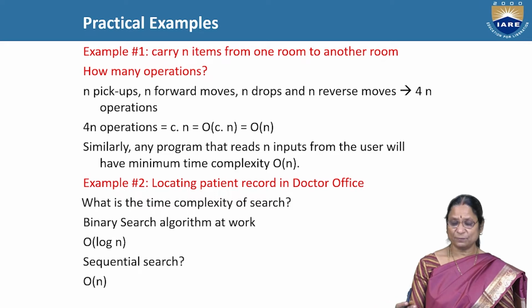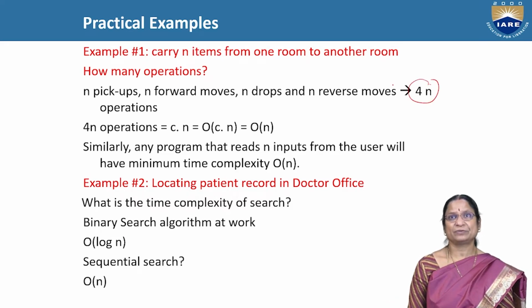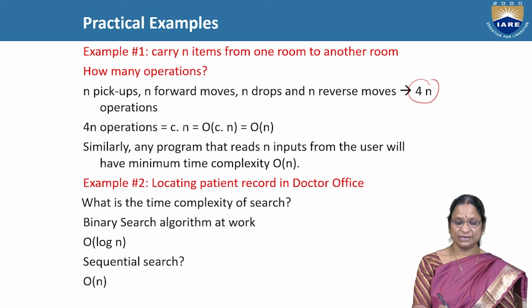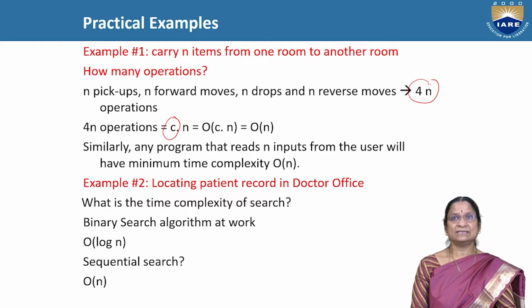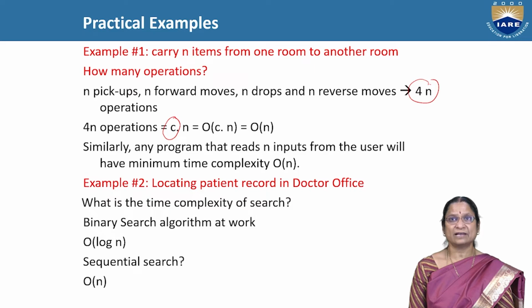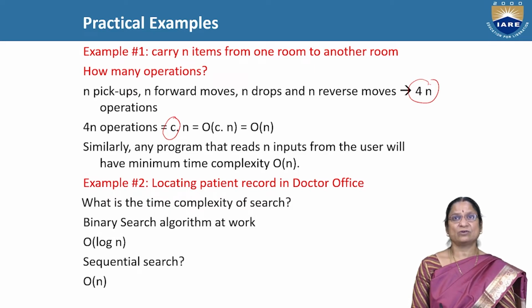So totally how many operations are required? 4n operations are required actually. 4n operations means, for example, it may have some more operations also. Let us assume that the number of operations for each item is a constant C. So that's why we consider these 4n operations can be written as Cn, that is, a constant times n items actually.